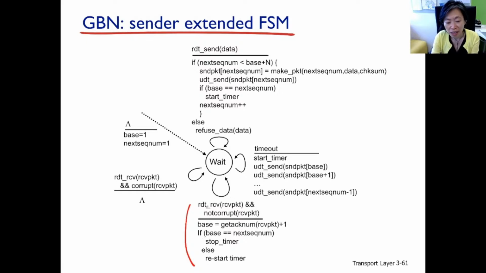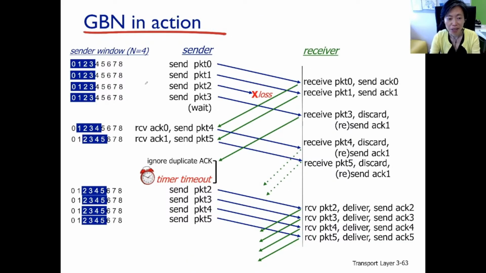This transition, getting a packet from the lower layer that is not corrupted: what do we do? Set the base to the sequence number in the ACK packet plus 1. Then we check whether we need to stop the timer or refresh it. Only when the base and the next seq num are equal do we stop the timer, because the base is empty, meaning no yellow packets at all, as next seq num is the first blue. Otherwise, restart the timer.